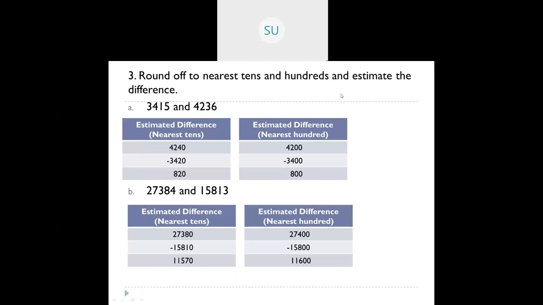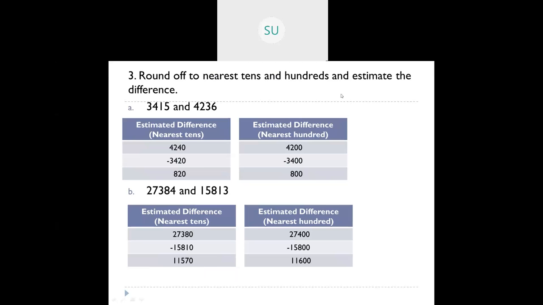All right, then we have 27,384 question B and 15,813. So here the bigger number is 27,384. So rounding it off to nearest tens, you'll get 27,380. Then 15,813. Following the same rules of rounding off numbers to nearest tens, you'll get 15,810. So when you subtract the two numbers, you'll get 11,570. Okay, 11,570.